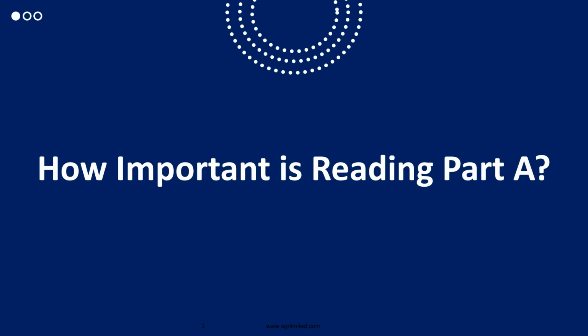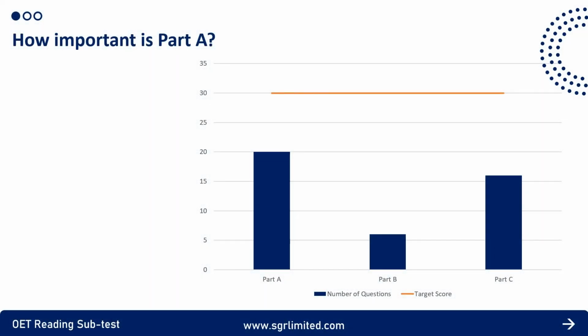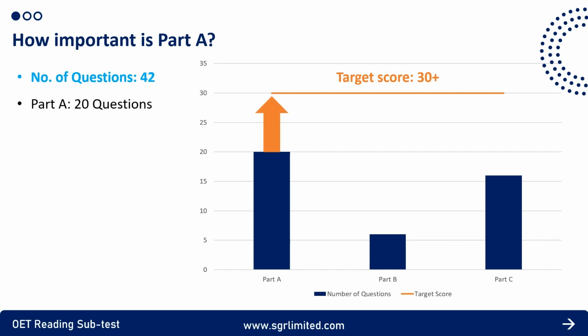So how important is Part A in reading? The reading subtest carries a total of 42 points. Remember that you will need to aim for 30 points to get the passing score of grade B in reading. 20 points can be achieved with Part A.